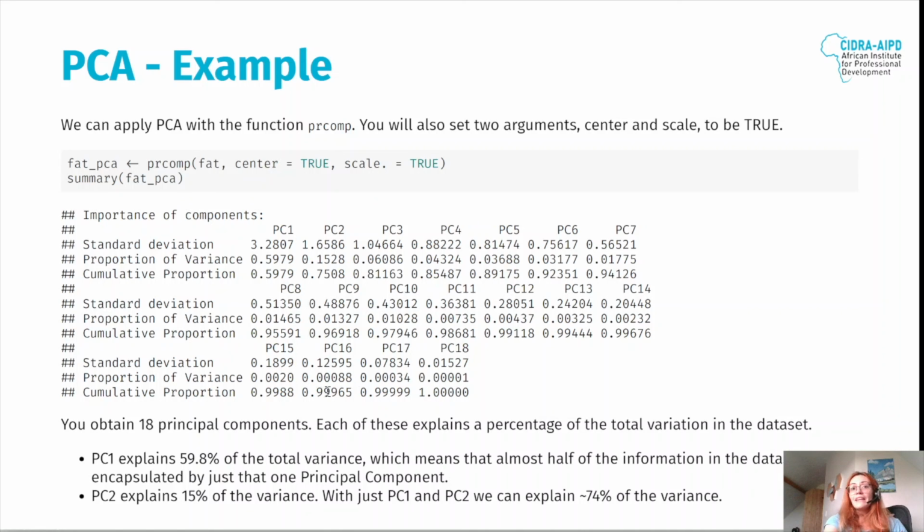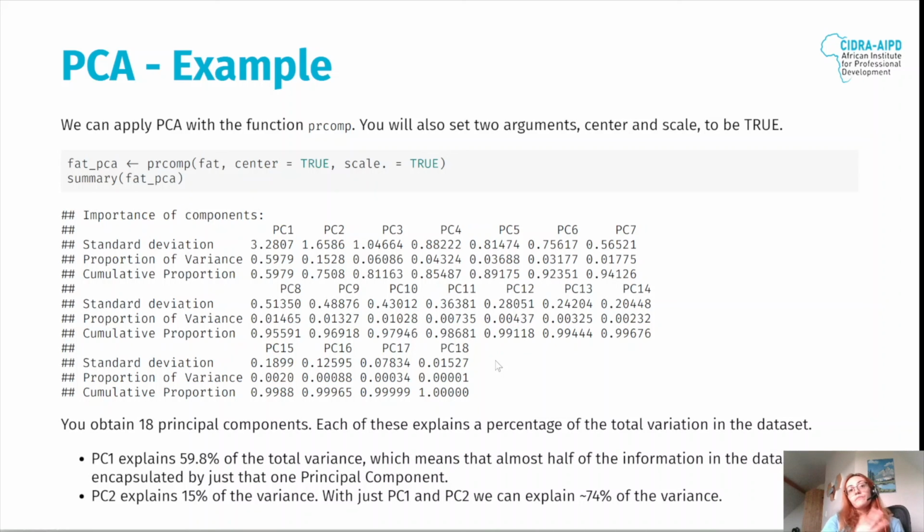So we're going from 99.965 to 99.999. So they are not very helpful. And the last principal component explains pretty much nothing of the data. So this is how you can determine how many principal components you are going to choose.